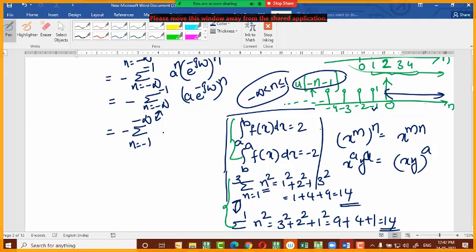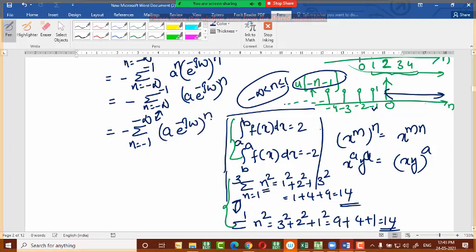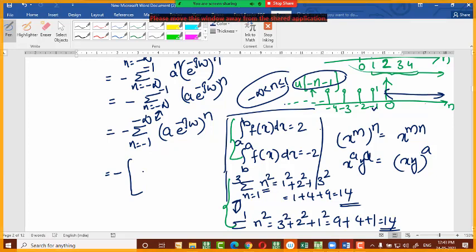Now I am writing the same function, a into e power minus j omega whole power n. It is equal to this minus. You don't forget about that minus. Here minus is there. Next, what is the first value now? n is equal to minus 1. Substitute here. So a into e power minus j omega whole power minus 1 plus.